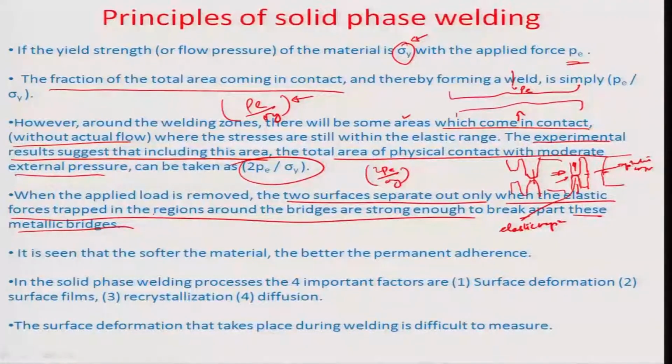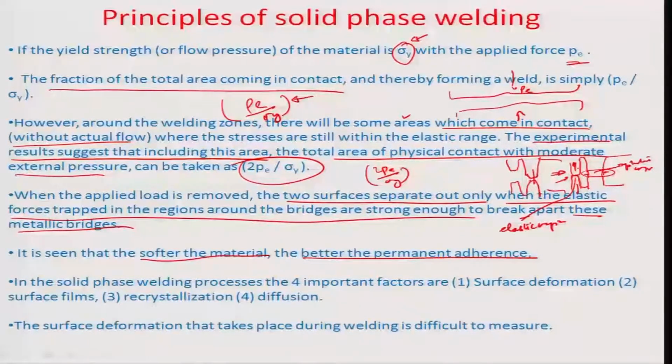So, obviously, for softer materials where the deformation level is much higher, it results in a better or a permanent adherence, because more or less this elastic force may not be that critical, as the number of areas which would have yielded to the plastic range would be much higher in a softer material than in a harder material.